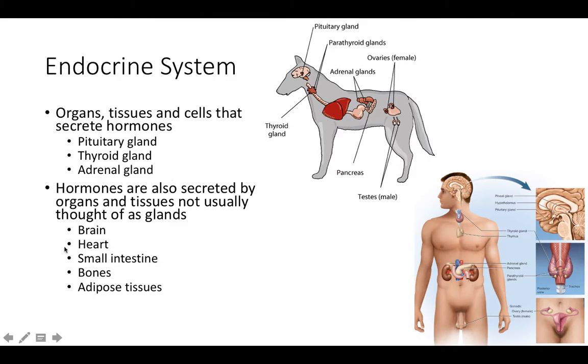This is just a side note. We're not going to spend much more time talking about this, but I just wanted you guys to be aware of the fact that we can have hormonal secretions from organs and tissues that aren't necessarily thought of as glands. Here we have the brain, the heart, the small intestine, the bones, and the adipose tissue. Those are all capable of secreting hormones, but again are not endocrine glands.